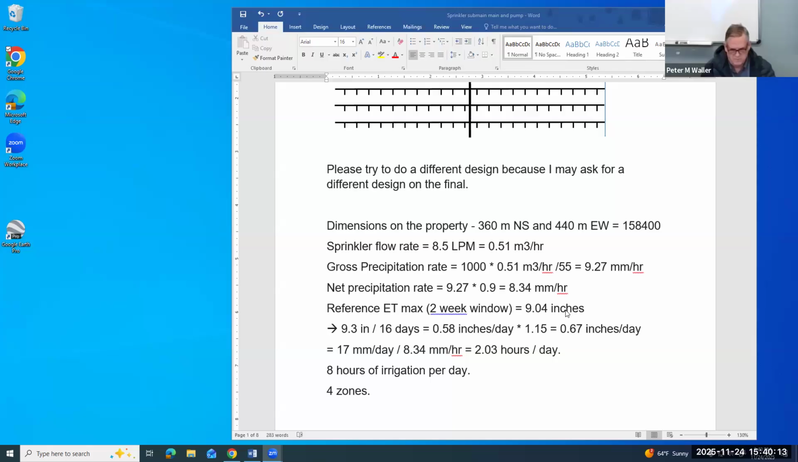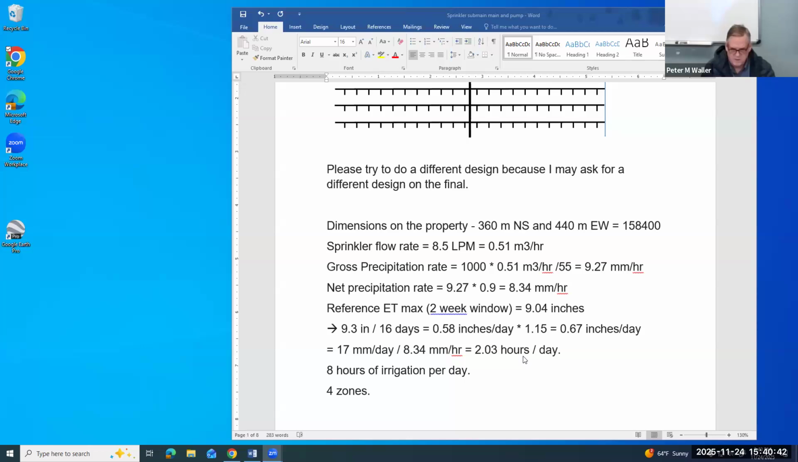And so the reference ET we're designing for is 17 millimeters per day, and this almost never happens. But if we divide our 17 millimeters per day by 8.34 millimeters per hour for the sprinkler, we have to irrigate for 2 hours a day. However we do that, we don't care. We're just designing the pipes. So the farmer can leave it on however long he wants on whatever days he wants, or she.